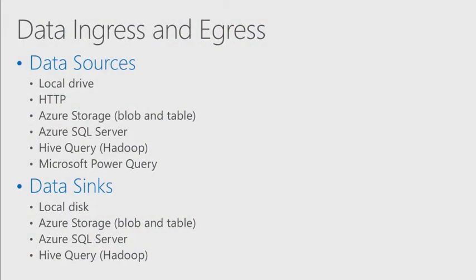So the product supports different ways to do both ingress and egress. Ingress, we support data from various different data sources, which includes a local hard disk. You can pull data from your local hard drive into your Azure ML Studio and start working on it from there. And HTTP: if you give it an HTTP URL to a data source, it will go ahead and utilize the data from there.